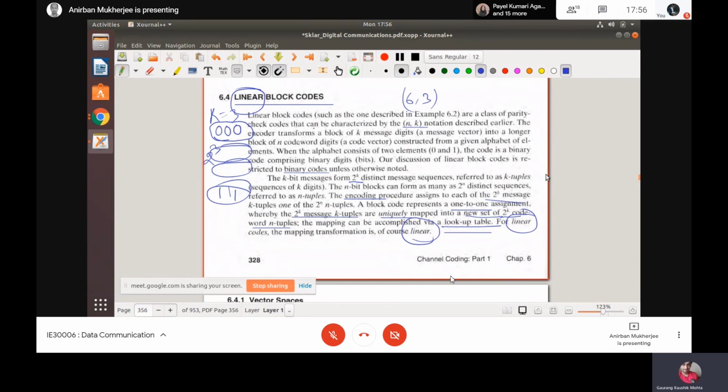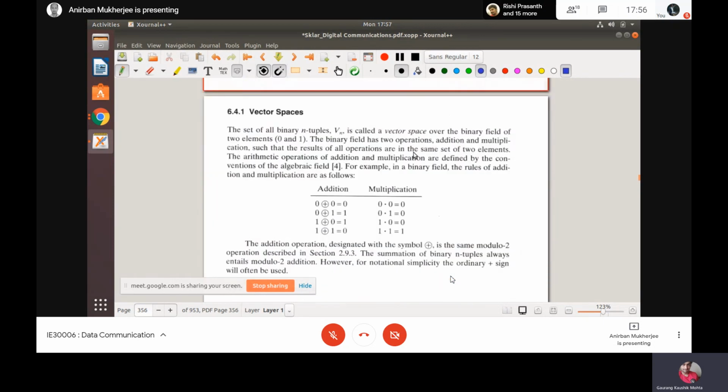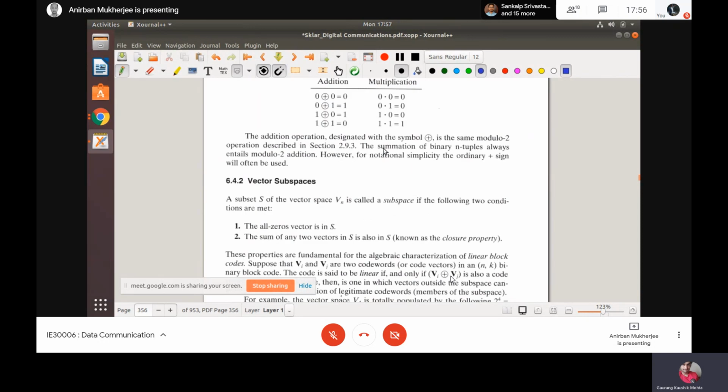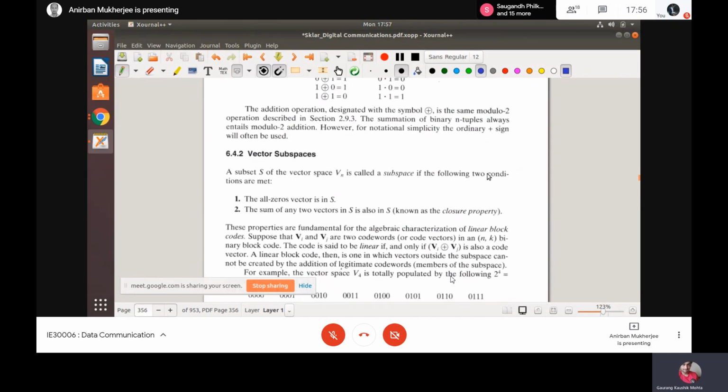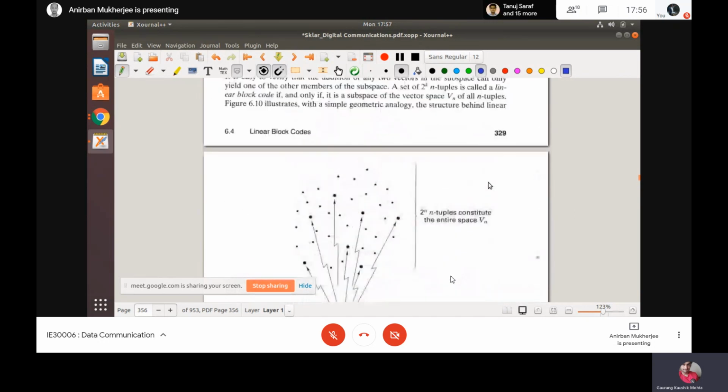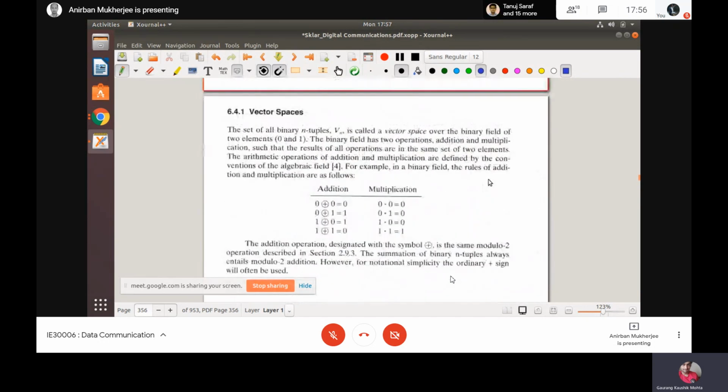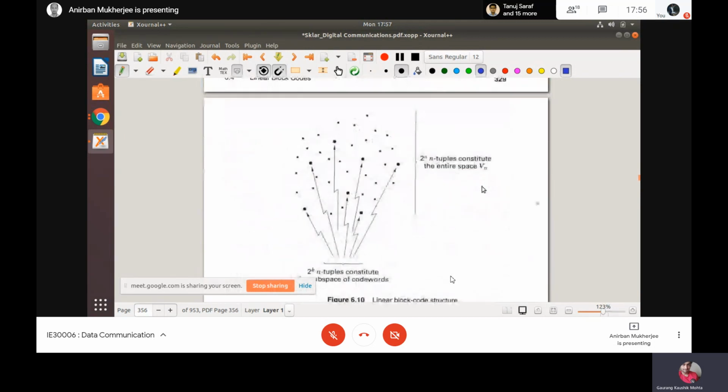Please remember that here we are not talking about block codes. It is any linear code, which means this transformation is linear. That is what the linearity is. Now let us define the vector space. Vector space, vector subspace, I have to explain it, so maybe I will discuss this tomorrow.